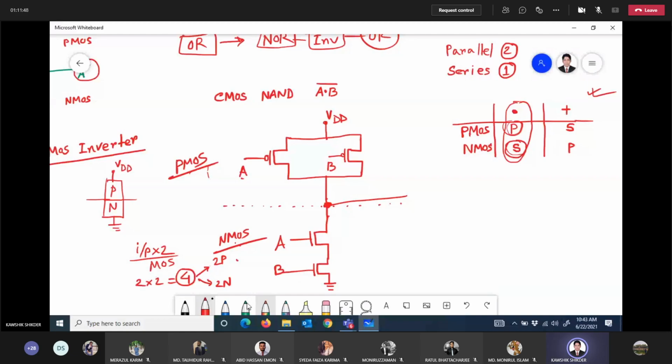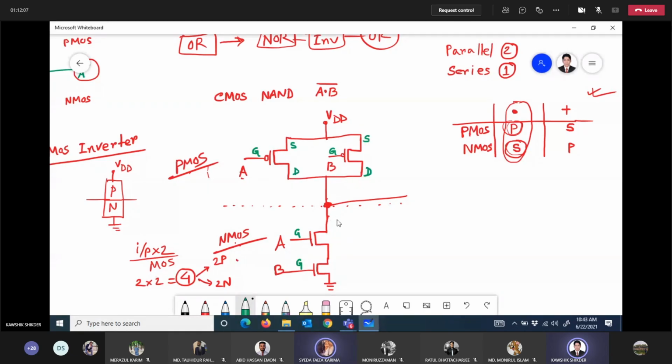Okay, so this is gate. This one also gate. So gate is dedicated to input. This one gate, this one also gate. What is it, drain or source? Source. This one also source. This is drain and drain.